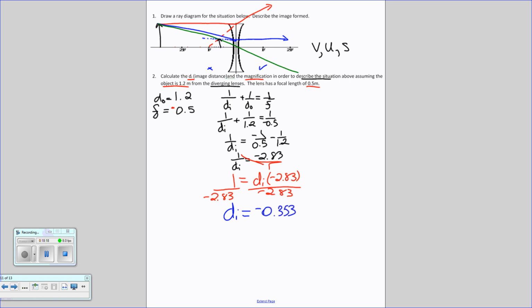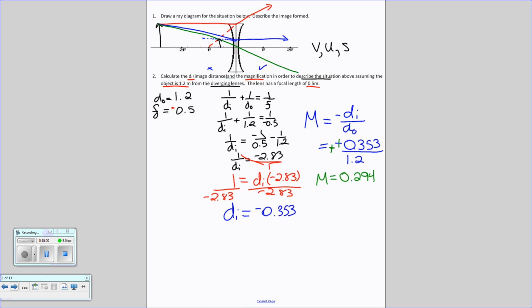Now that's my DI. If I want my magnification, M is equal to negative DI over DO. So M is equal to negative 0.353 divided by 1.2. And that would be a negative of a negative. So might I point out that we also have that negative. So they work out to be positive, and M works out to be 0.294.